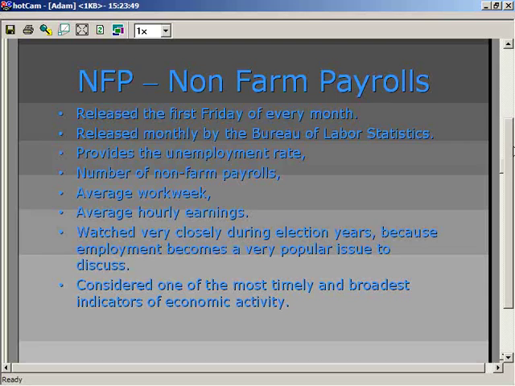Now, again, it's watched very closely during election years because unemployment becomes a very popular issue to discuss. It's considered, by the way, one of the most timely and broadest indicators of the U.S. economy.